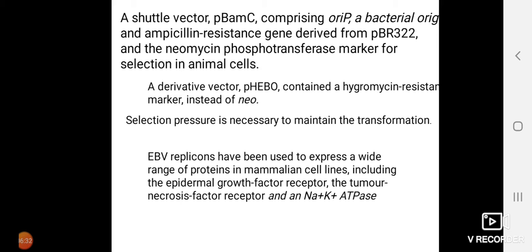And these stable transformants can be used to do assays not just for a limited period of time. Unless we stop the selection pressure and maintain these cell lines, we can do all our required assays. So this is also a method which people use to develop specific types of cell lines.